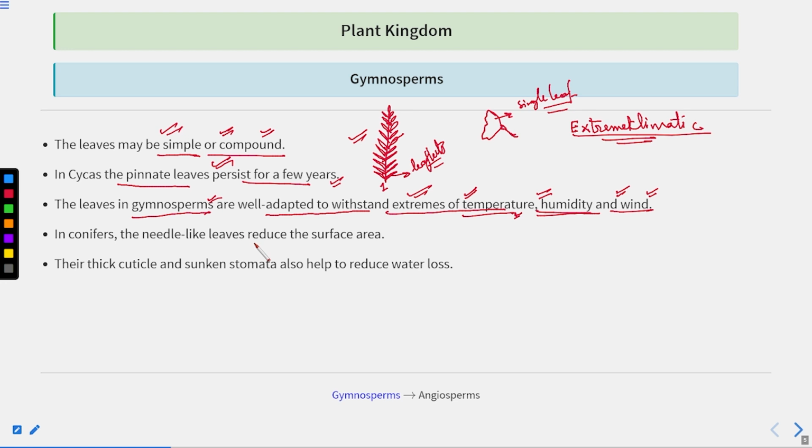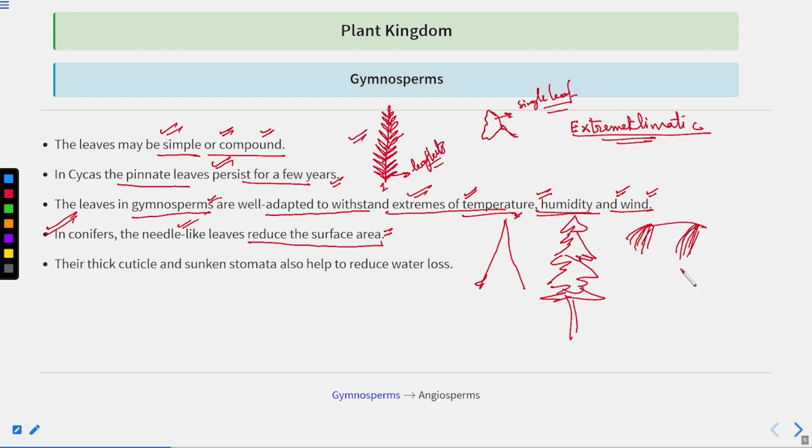The conifers' needle-like leaves reduce the surface area to minimize water loss. This is one of the features of the conifers. Conifer means cone-shaped trees like this, which you can see in the hilly regions. These conifers have needle-like leaves, like in the case of pinus. They are reduced to spines, needle shape, and ultimately this reduces the surface area.